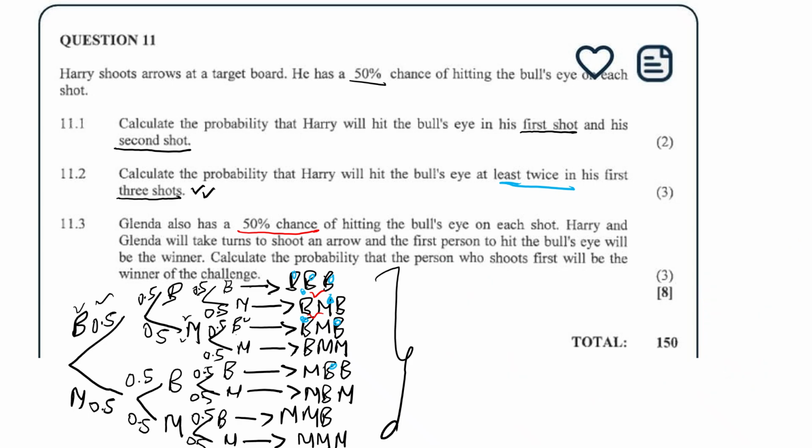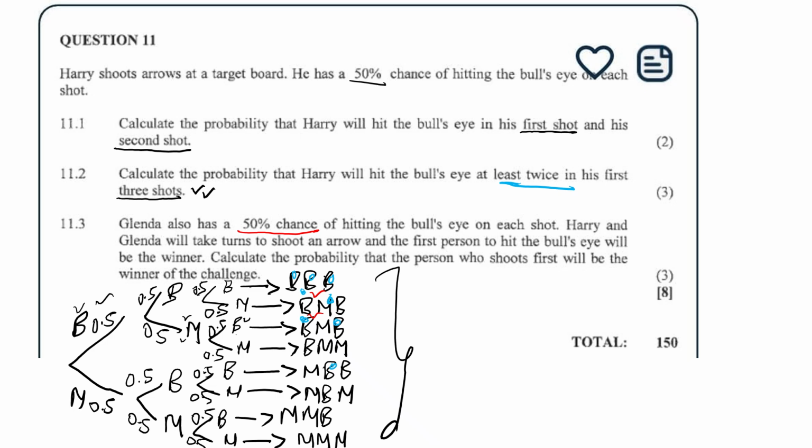And for you to understand this better, you must know that for this question, Harry and Glenda both have a 50% chance of hitting the bullseye on each shot. They take turns shooting. The first person to hit the bullseye wins. So we must find the probability that the person who shoots first wins. As for me, I assumed that Harry was the one who shot first. Therefore on the first round, Harry is the one who shoots.